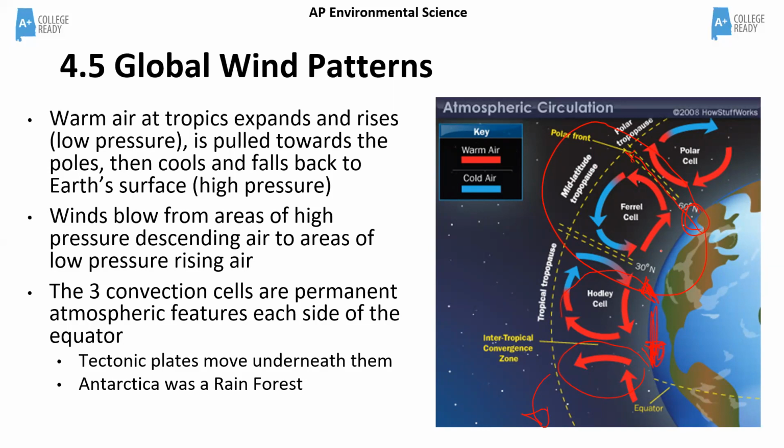Now the tectonic plates have moved underneath these cells, and that's how you could have a rainforest in Antarctica millions of years ago, because maybe Antarctica used to be right here for a while, sitting right on the equator underneath those Hadley cells, getting a lot of rainfall and heat, and then it moved, right? Down it went, south and off the screen to where it is currently.